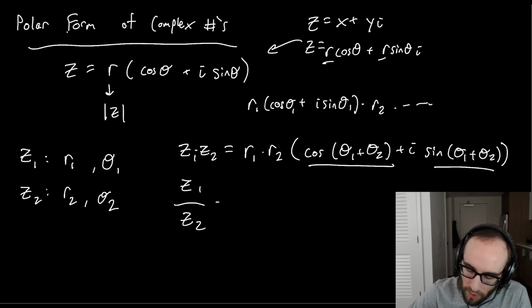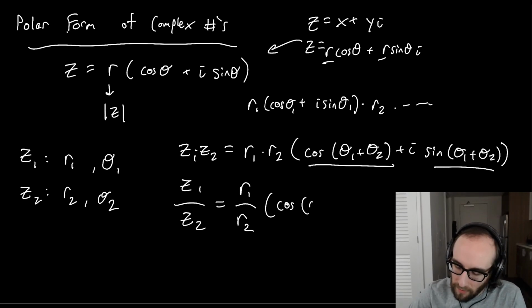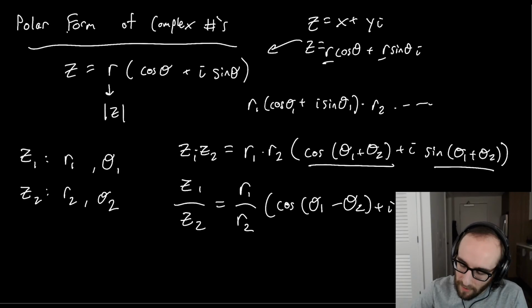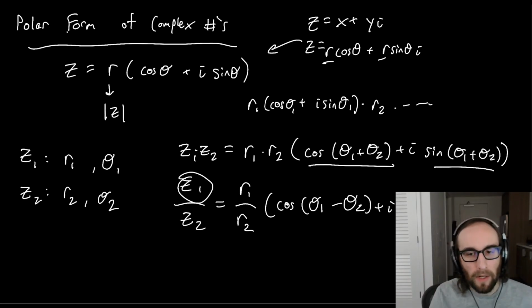If we look at the quotient, we also have a very similar simple result. Here we have r1 divided by r2 times cosine of theta 1 minus theta 2 plus i sine theta 1 minus theta 2. Where again, theta 1 and r1 are the angle and the magnitude of the complex number in the numerator specifically.